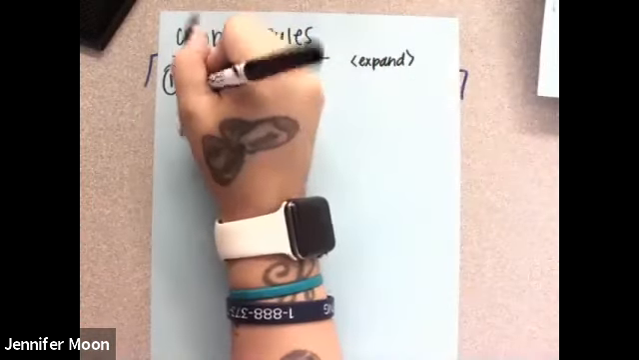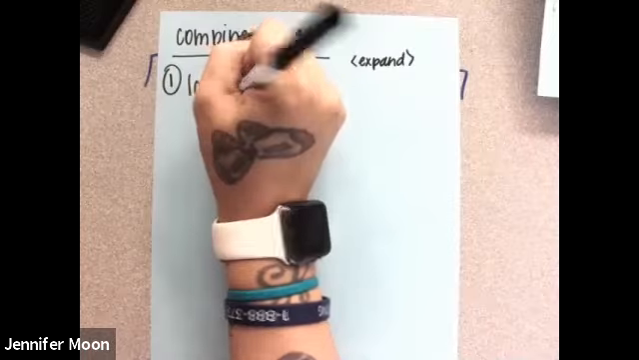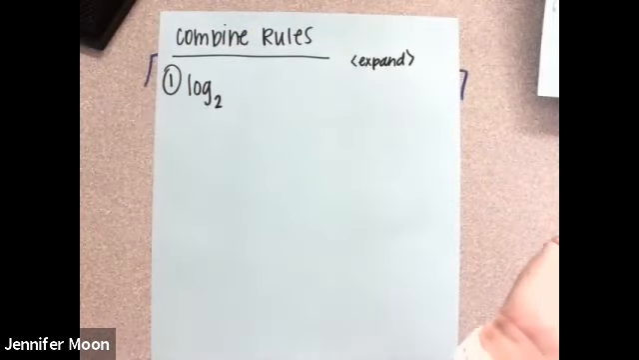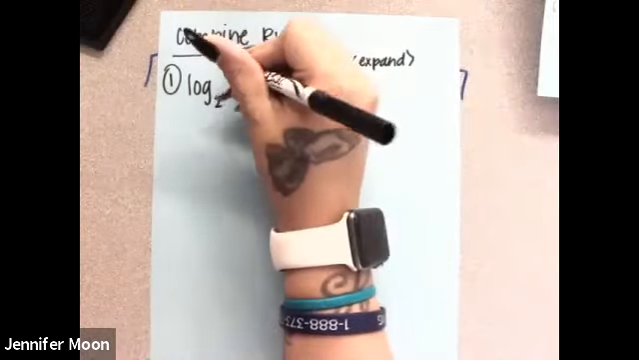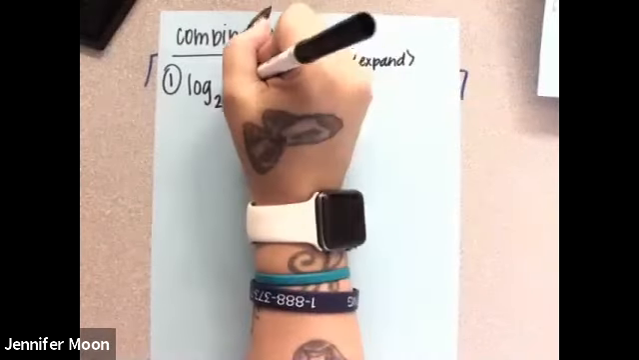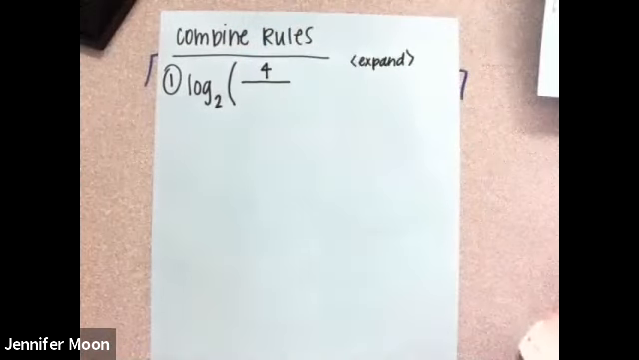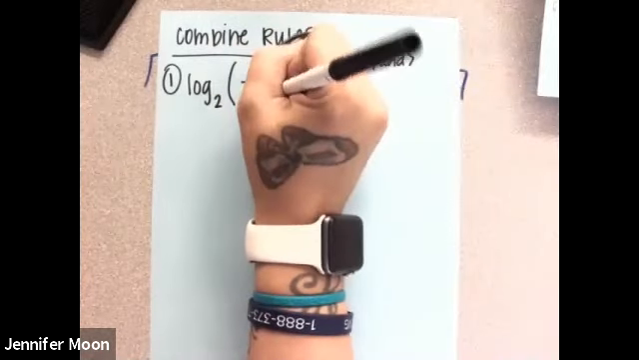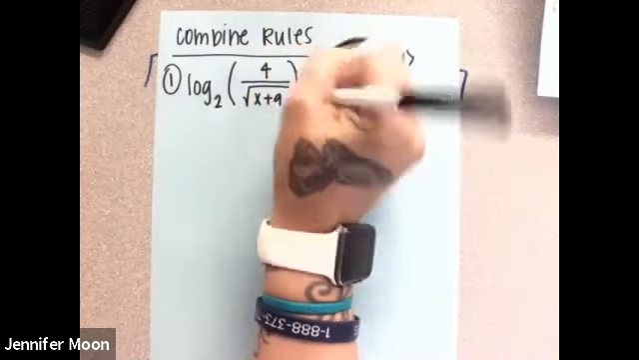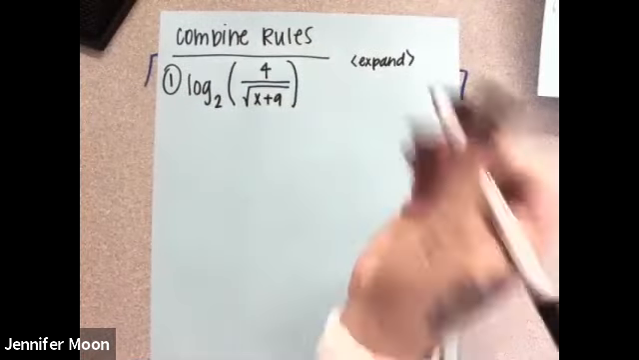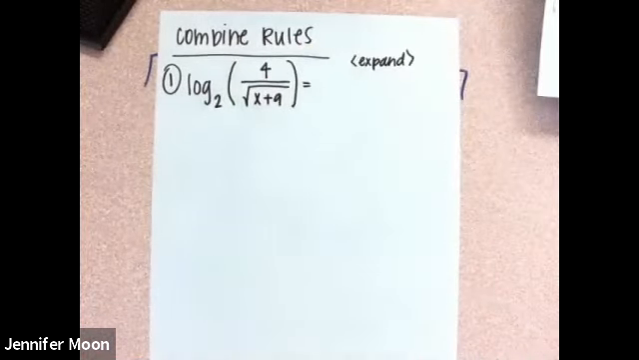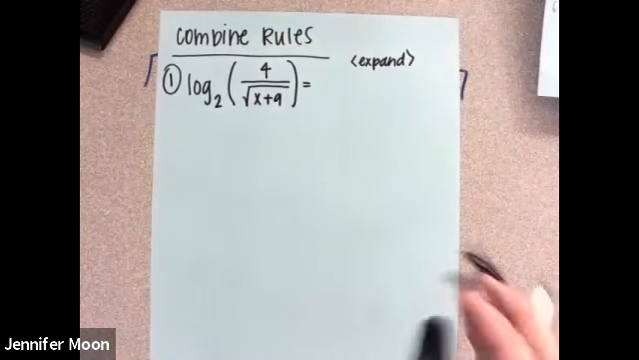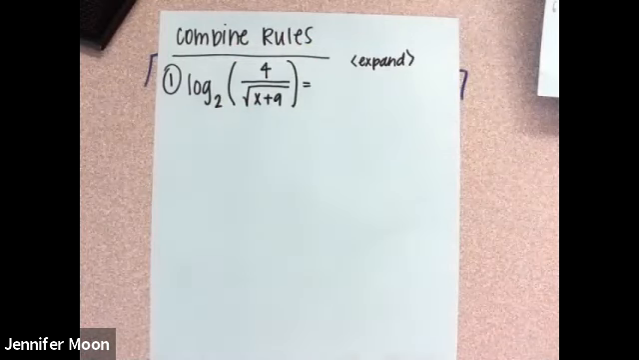Okay, say we have log base 2, and it's a really ugly fraction, okay? So in parentheses, in my numerator, I have a 4, and then in my denominator, I have the square root of x plus 9. These are actual homework problems that I pulled, okay?